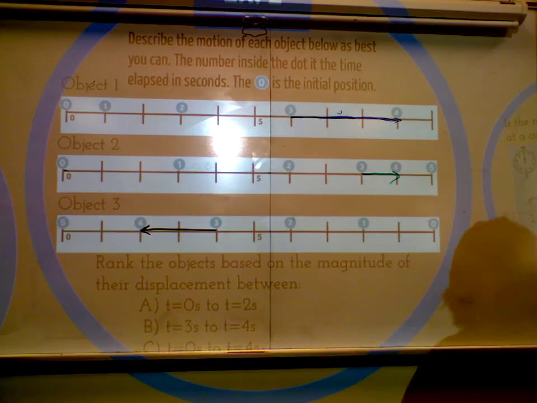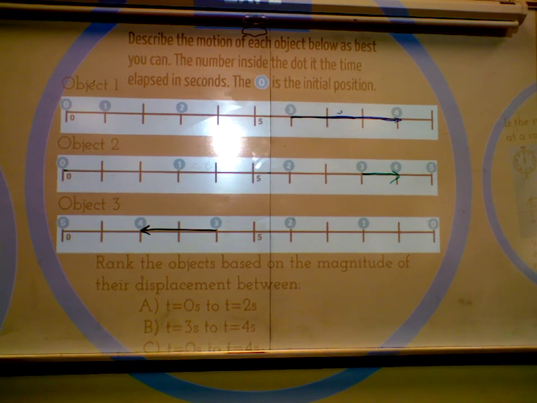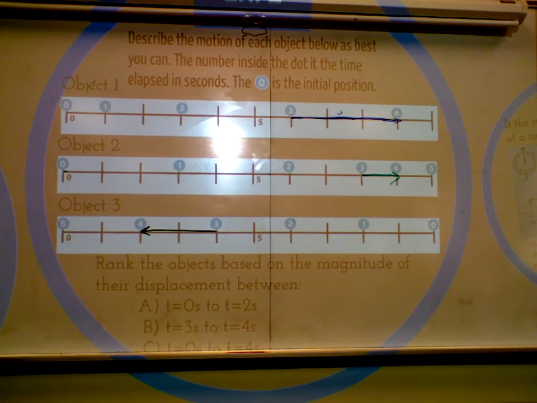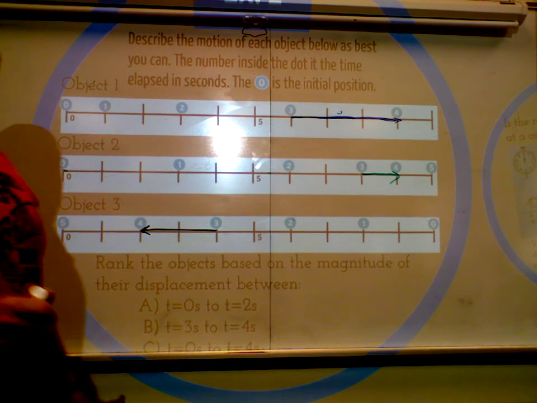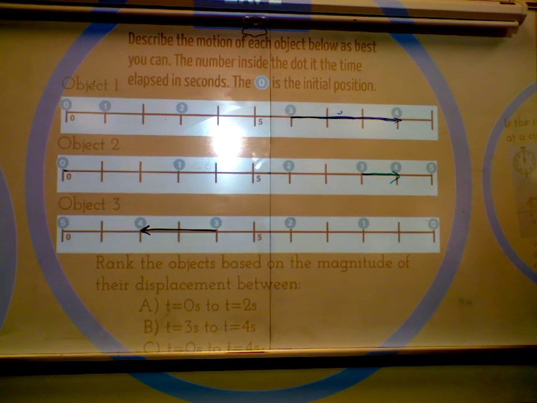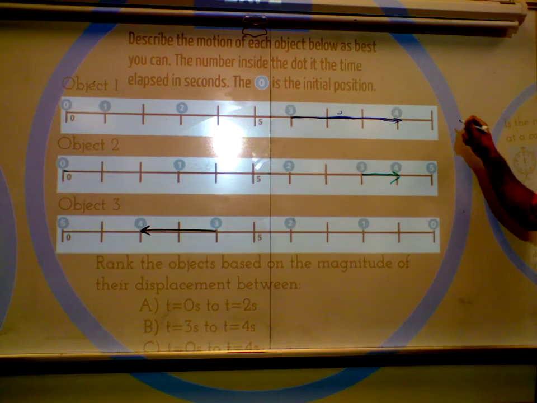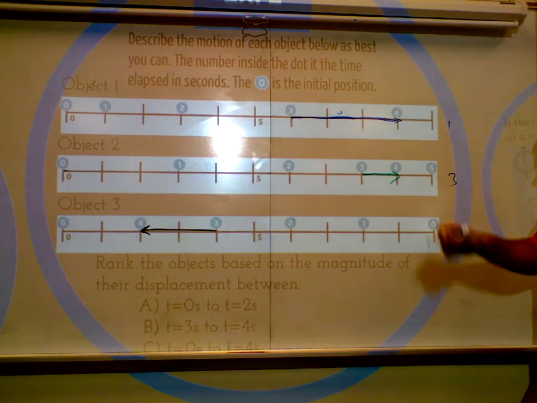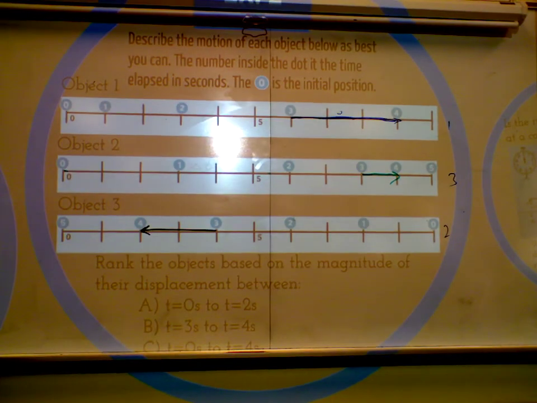Alright. So, which one has the biggest magnitude? One on top. Why is it one on top, Omar? The magnitude equals 3. What's the magnitude equal here? 2. What about here? 1. So 1, 2, 3. Does that make sense? Yeah.